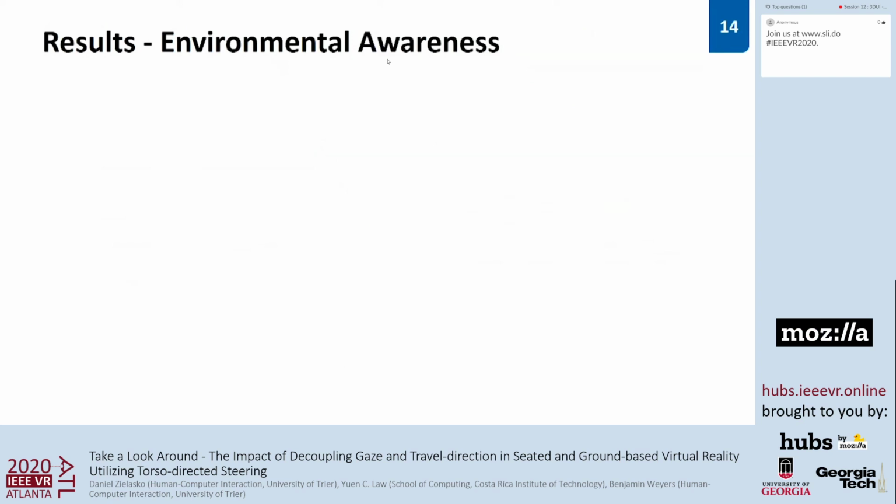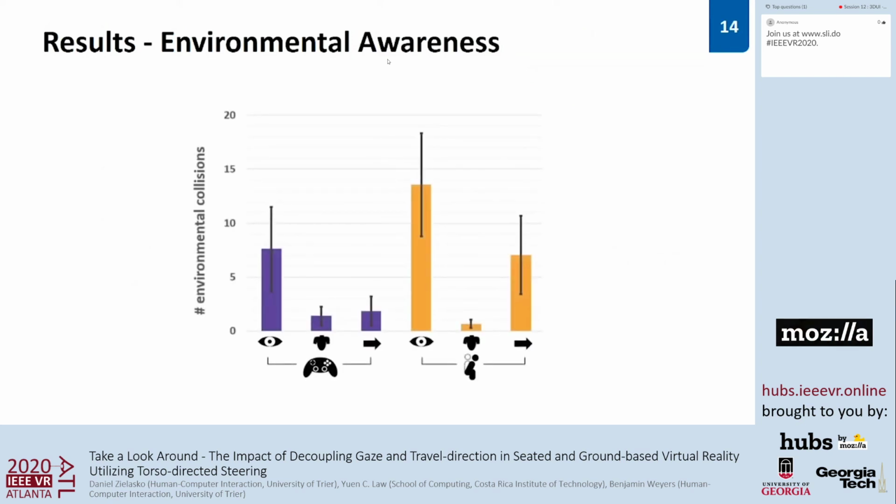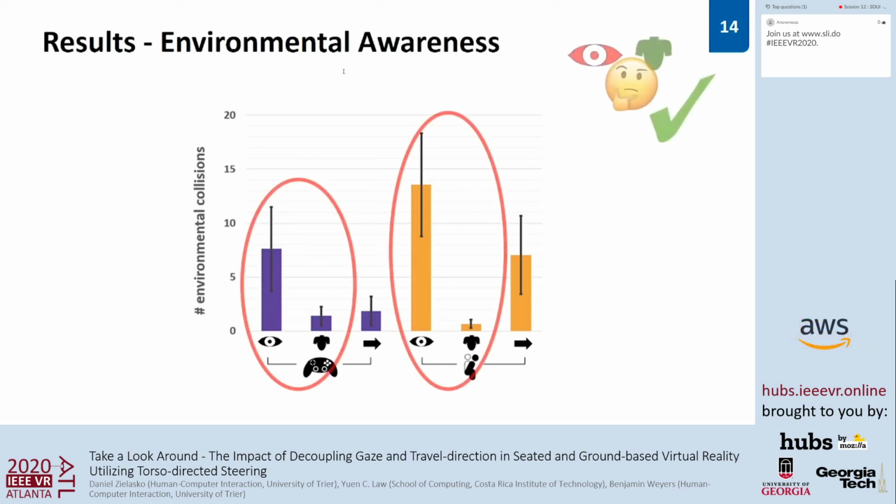Second, we had a look at the environmental awareness, and we measured it by counting the collisions with the environment, where the y-axis in this case gives the mean total numbers of collisions per condition. Here we almost exactly found what we expected. That means torso-directed provoked the least amount of collisions and gaze-directed the most.